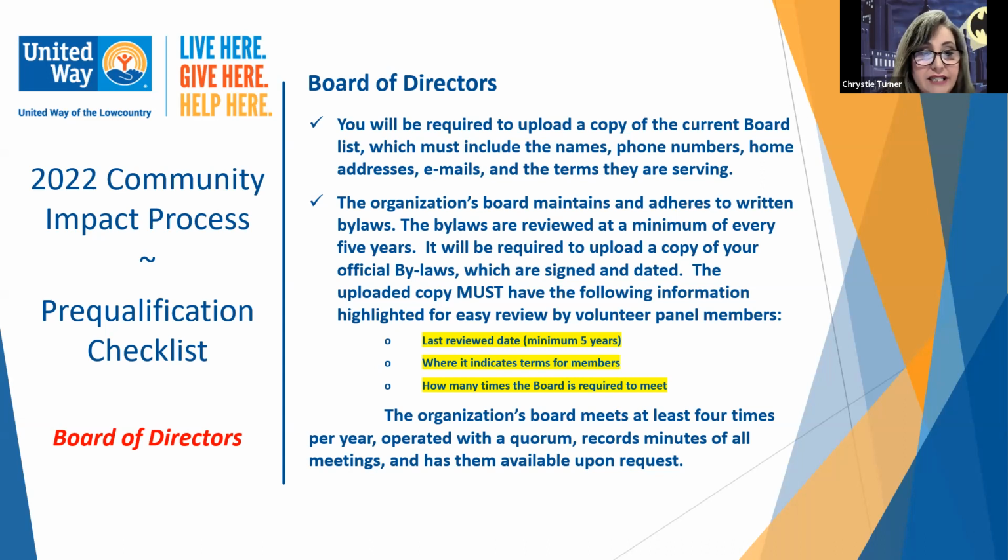We ask you to highlight when it was last reviewed, where it indicates terms for members, and how many times the board is required to meet. We ask you to highlight this before you upload it, because the reviewers are reading every single application, and some of your bylaws can be quite long. If they can just flip to it and know, okay, here's that piece, here's that piece, the happier you can keep the reviewers, the higher your scores will tend to be. So we always want to keep the reviewers happy. Make sure you highlight those and don't make them read through your whole bylaws.